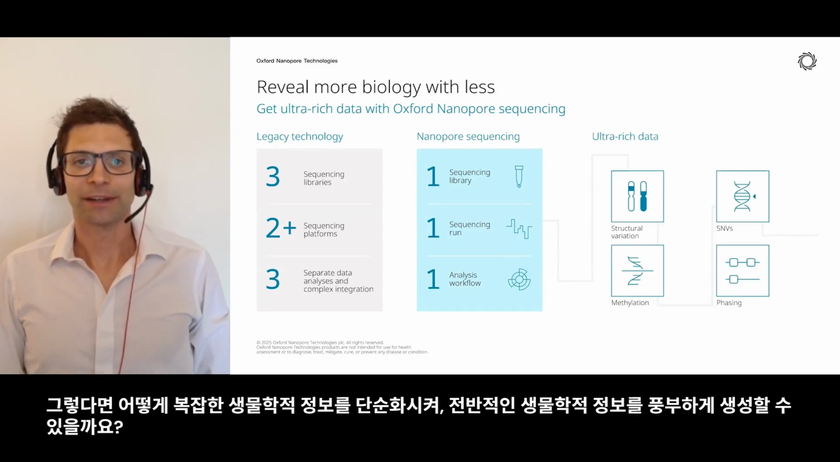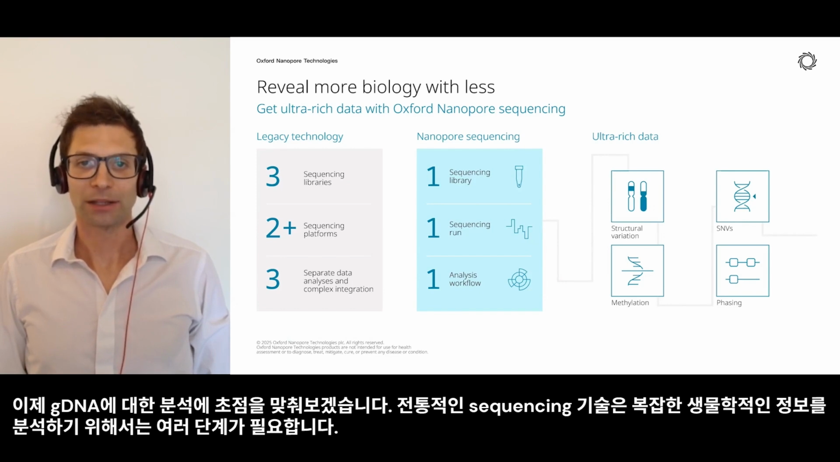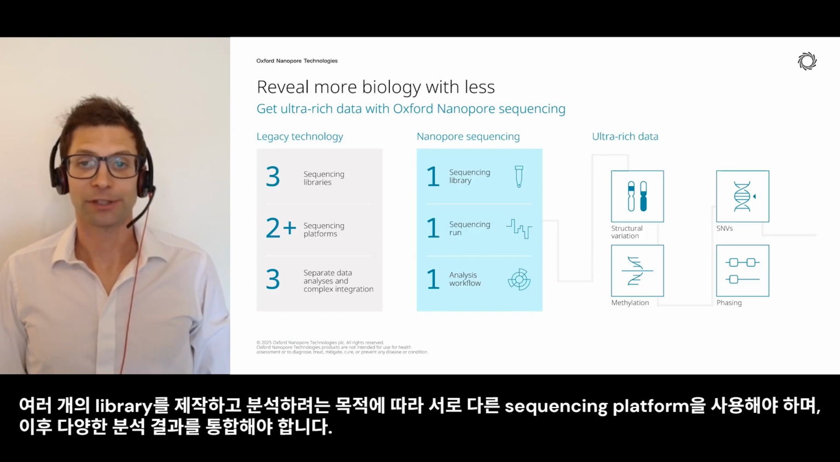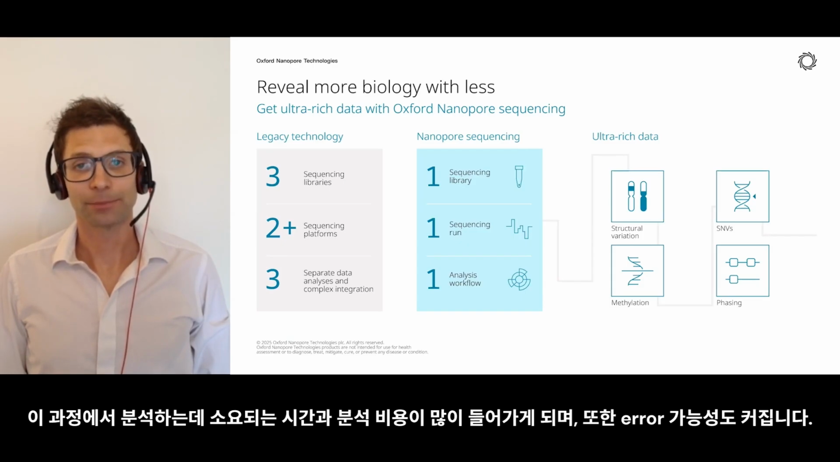So how do we simplify the process of generating rich, comprehensive biological data? Well, let's focus on analyzing genomic DNA. With traditional sequencing technologies, answering complex biological questions often requires juggling multiple steps. You need to prepare several libraries, use different sequencing platforms, and then navigate complex data integration from multiple analyses. This approach is time-consuming, costly, and introduces potential for errors or missed insights.